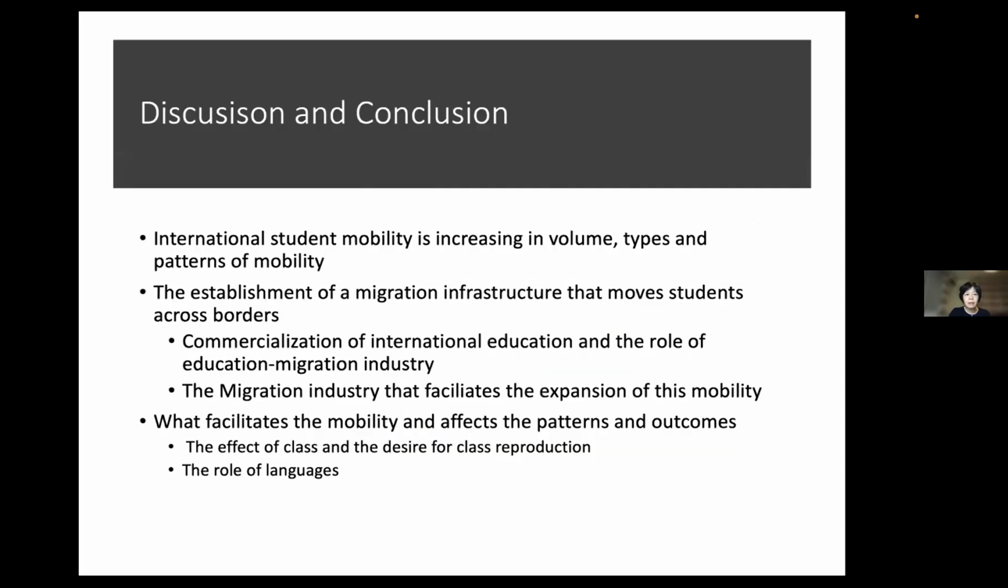Can I go back? Okay, so this is a very important role played by the migration industry, and I call it the education migration industry. But what facilitates the mobility and affects the patterns of outcomes, as I have also said?